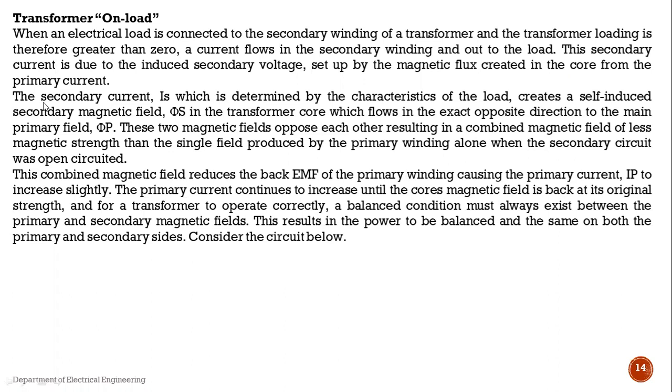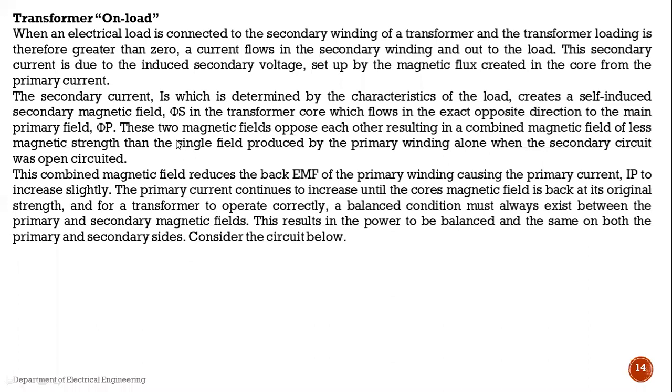which is determined by the characteristics of load. Okay, हा जो काय secondary current असेल, this current can be determined by the characteristics of load. आता लोडच्या characteristics वर depends राहील. So load characteristics depend upon types of load. So types of load are nothing but resistive load, inductive load, and capacitive load. So it will create a self-induced secondary magnetic field phi s in the transformer core, which flows in the exact opposite direction to the main primary field current.